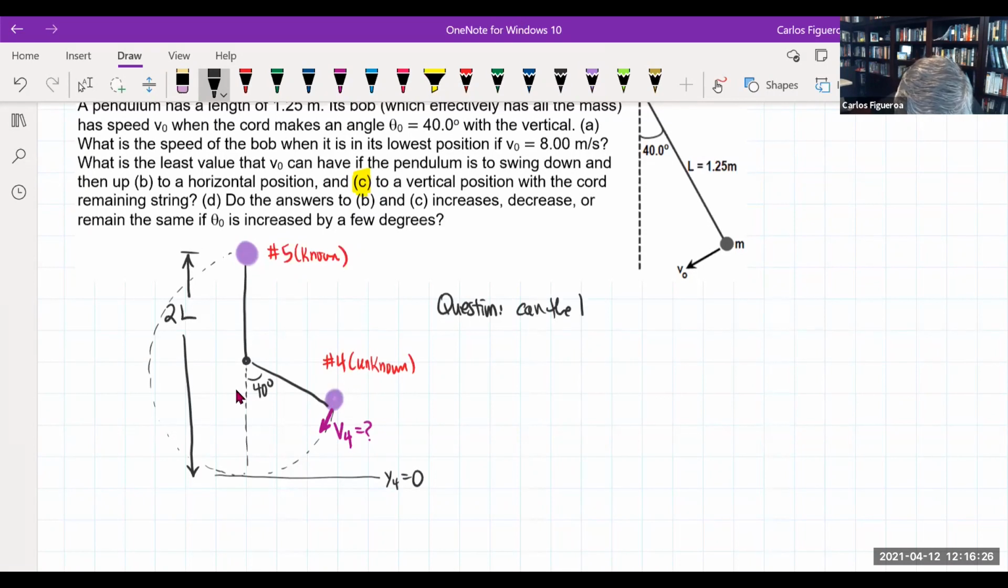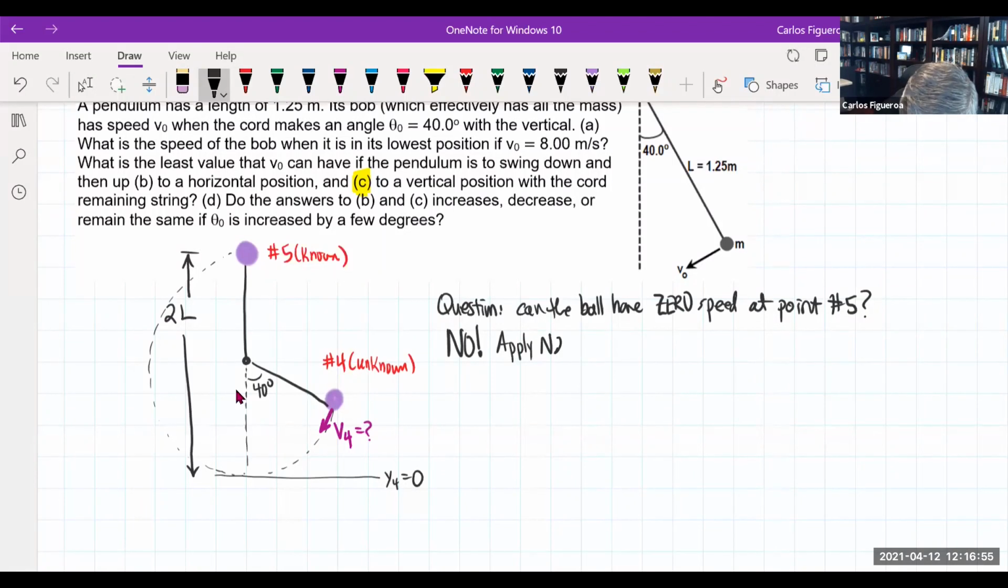Can the ball have 0 speed at 0.5? The answer is a big no. The ball will never make it. And the way we see this is that we apply Newton's second law for circular motion.